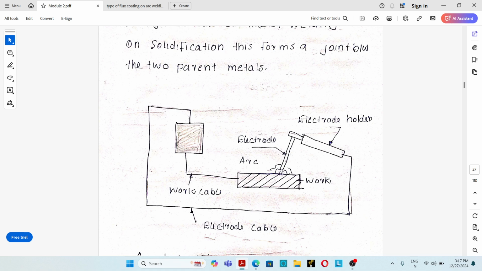For welding thin workpieces, reverse polarity will be used because only 30% of the heat will be produced on the workpiece. So that is straight polarity and reverse polarity, direct current electrode negative and direct current electrode positive, in the case of the arc welding process.